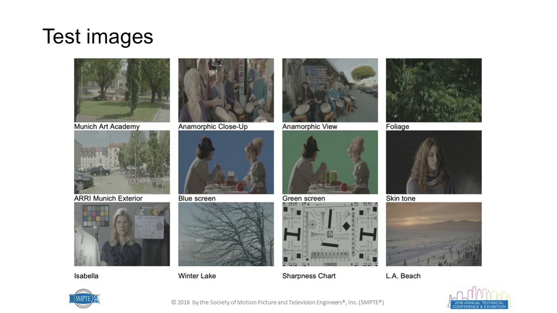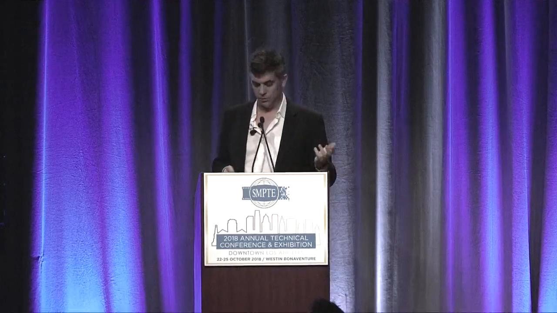So ARRI gave us a set of images that was captured with their camera. Those images are LogC. And we have a very good range of different shooting scenarios. You have the ARRI Academy in Munich. You have some foliage, you have some skin tones. You have the Oktoberfest that we're all waiting for, and green and blue screen. Jay-Z has a big smile on his face. You have also a sharpness chart. You have the beach. We had more like a sky.